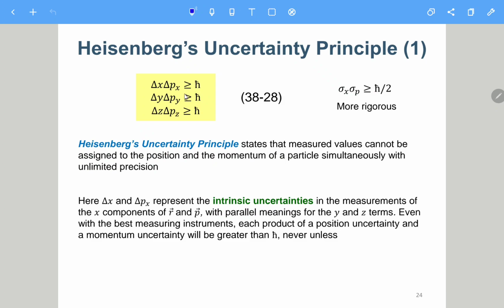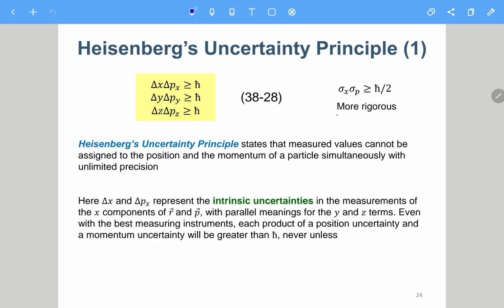Which means that if you try to measure the position very accurately, then you will have a very, very large error for the velocity, and vice versa. And if you try to keep both small, then there may be a small value for both of them, but the product of them must be larger than h bar.